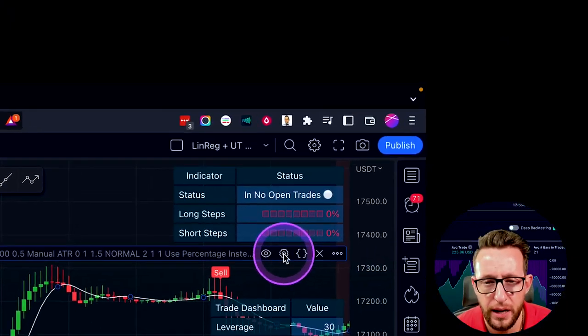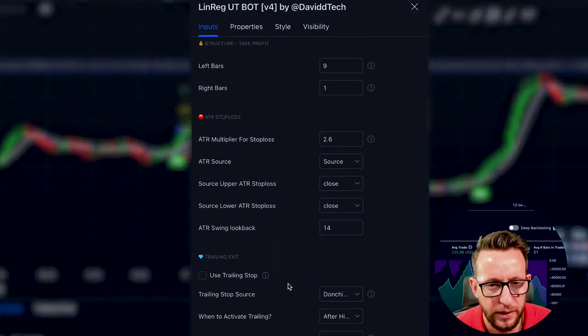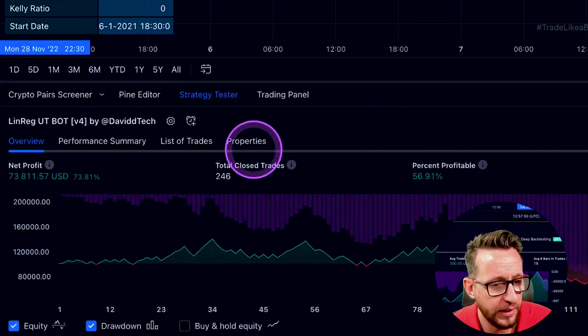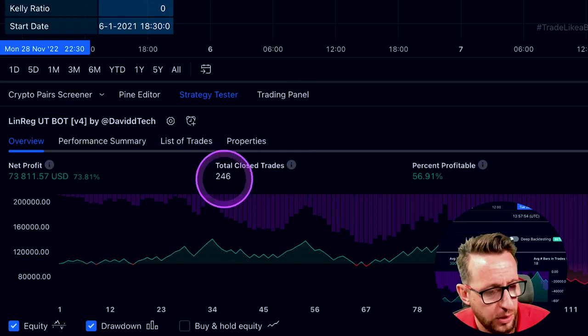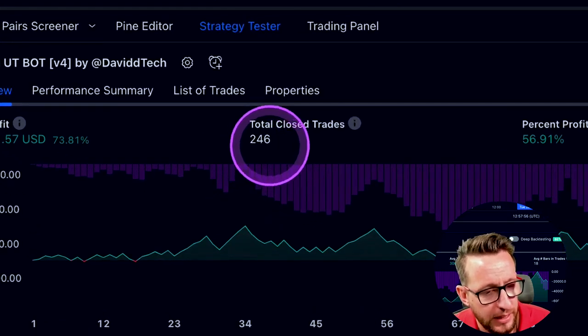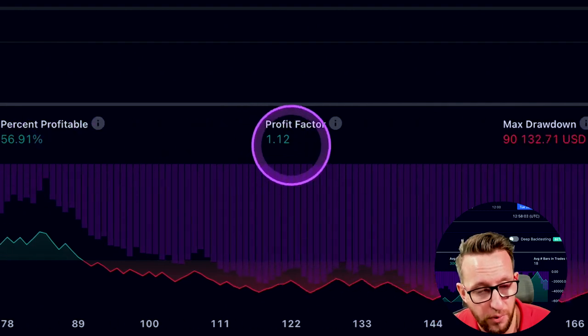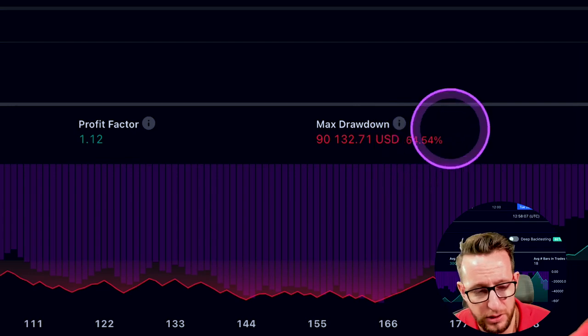Now, if I take away the multiple take profits, let me go over to multiple take profits here, and we need to take that down to 1. Okay, so if we take this as a single take profit and use the exact rules as they should be, we have 246 trades, a 56% win rate with a profit factor of 1.12. We have a huge markdown still of 64%, which is even worse.